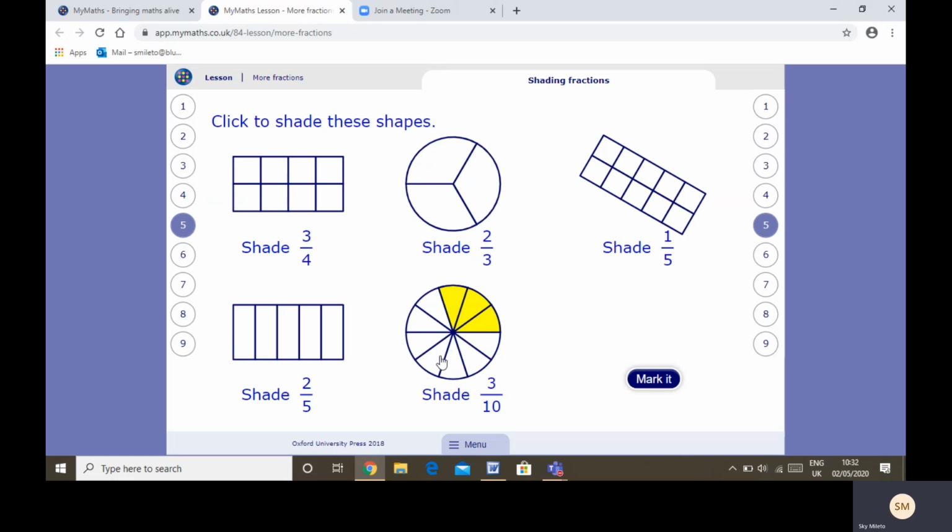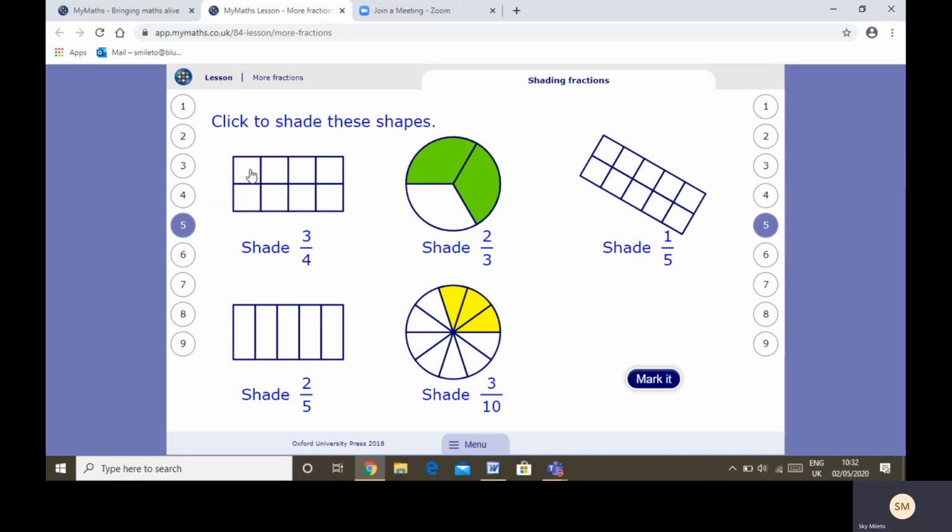Now I went to that one first because that one to me looked the easiest. This one also looks the easiest. You don't have to do them in order. Okay, so this one, 1, 2, 3, is in thirds, and it says shade 2. 1, 2. Nice and easy. So this one's a little bit harder.